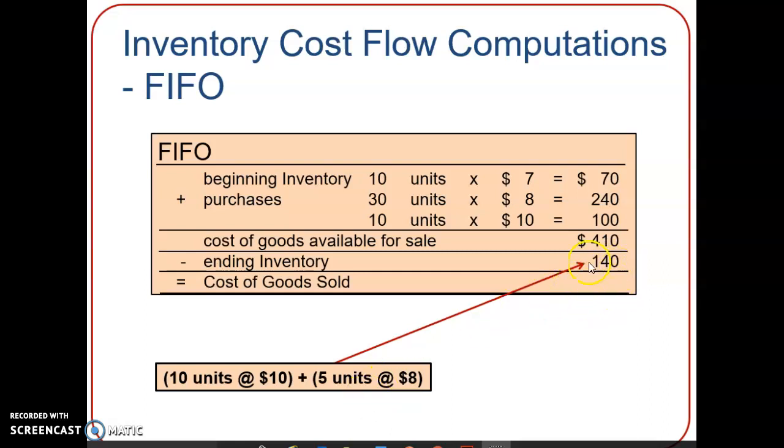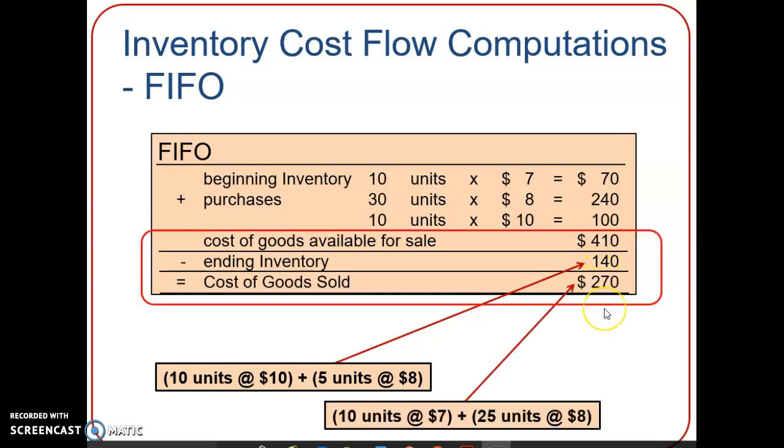And then what's the cost of goods sold? Total goods available for sale is 410 minus 140, we get 270. Or alternatively, you can follow the definition of FIFO, first in, first out. So we're looking at 35 units that were sold, and which one was first in? This layer was first in, 10 units at 7. But we're looking for 35, so that's not enough. We're looking for another 25 from this layer. 25 comes from 35 minus 10.